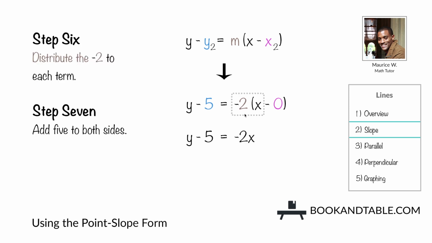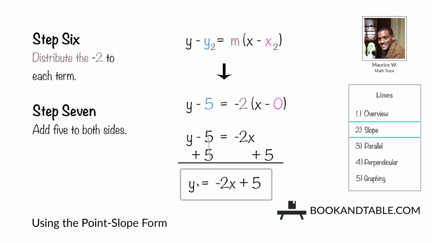And now step 6, we distribute the -2 to each term. -2 times 0 is just 0, so we just need to distribute the -2 to the x. So we wind up with y minus 5 is equal to -2x. And now step 7, we add 5 to both sides. So we get y is equal to -2x plus 5, which is the same equation that we got when we used the first point.